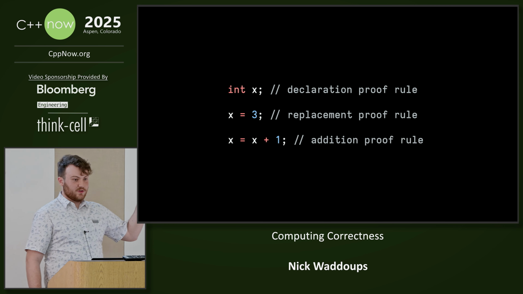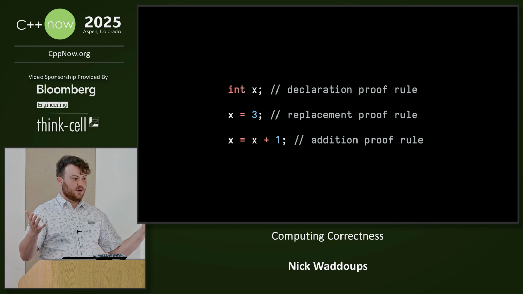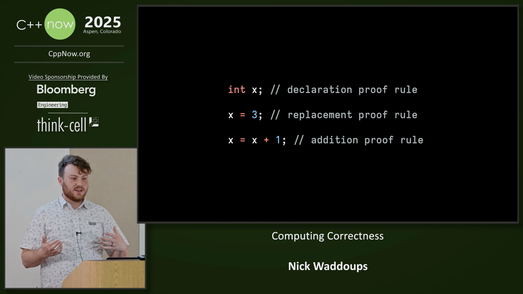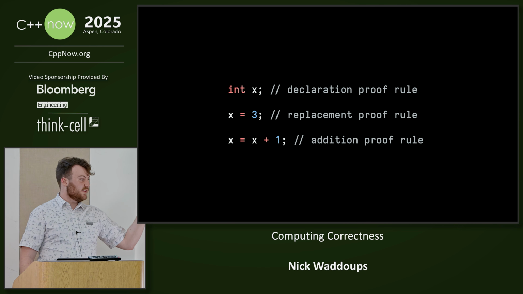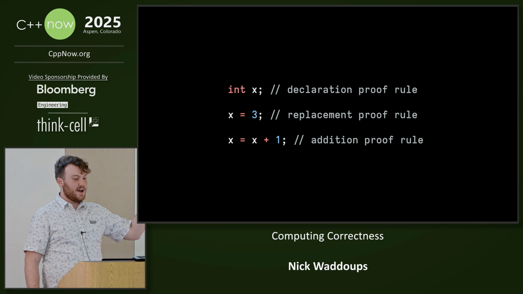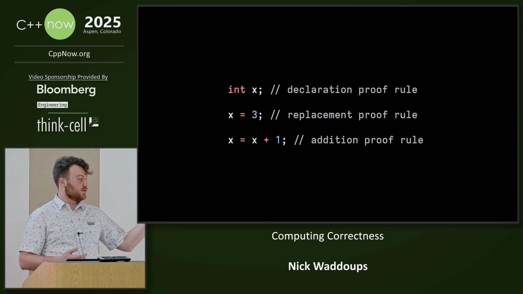So we have these 3 different rules that we can look at. Declaration is just introducing X into our state, but we're not giving it a value. Replacement is what we typically look at when we look at an assignment, although that does sometimes get more complicated. Here, for our precondition for this specific statement, we don't really care what X is, because after this statement, X is always going to be 3. That would be like a replacement proof rule.